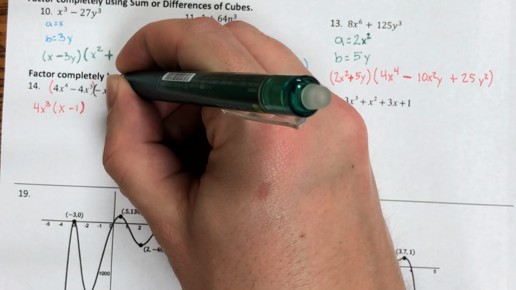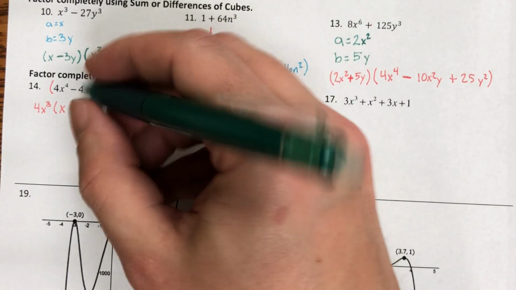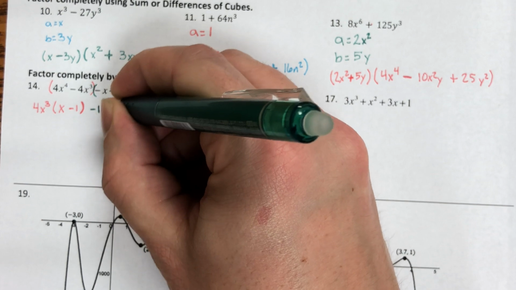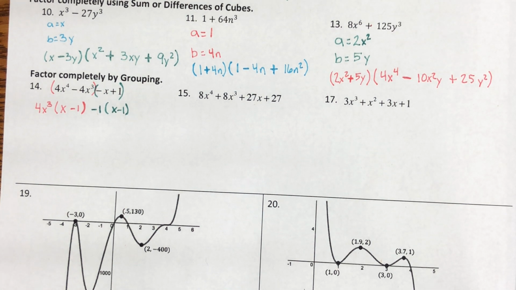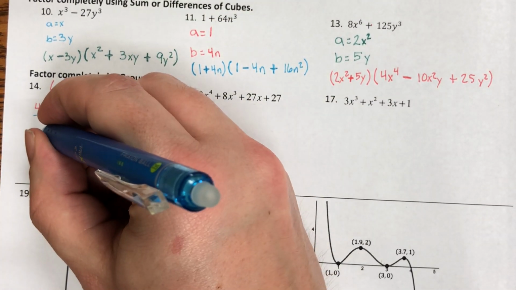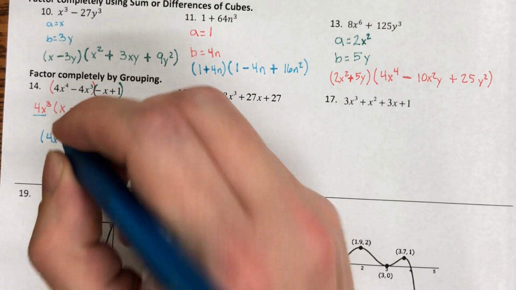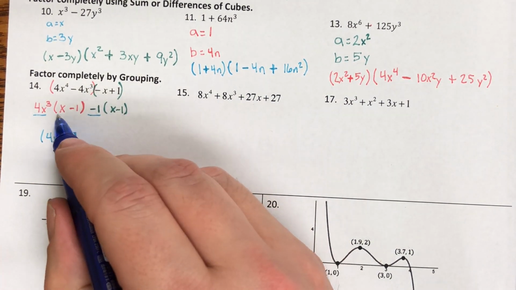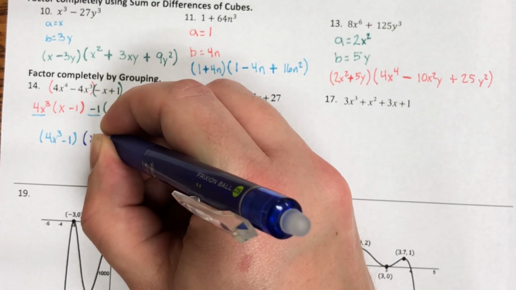Then I look at this pairing. I have negative x plus 1. Both of those are divisible by negative 1, giving me x minus 1. One of my factors is what I pulled out from each of those. So one of the factors is 4x cubed minus 1. The other factor is what was remaining. I've got x minus 1 on both of those. So my other factor is x minus 1.